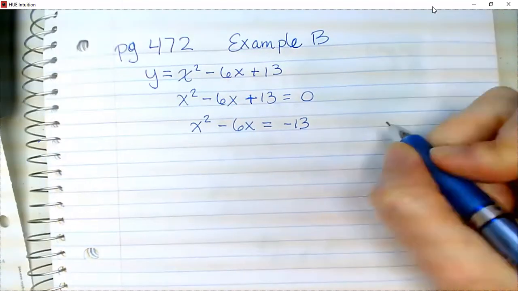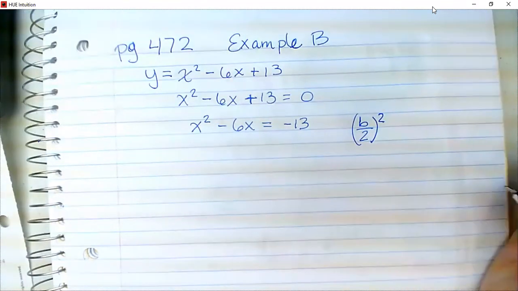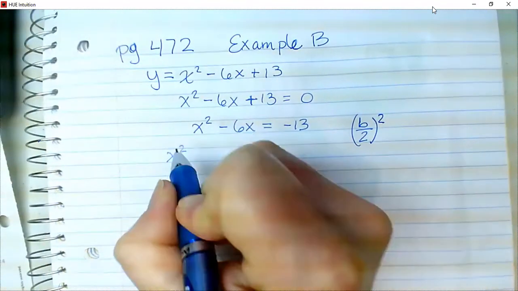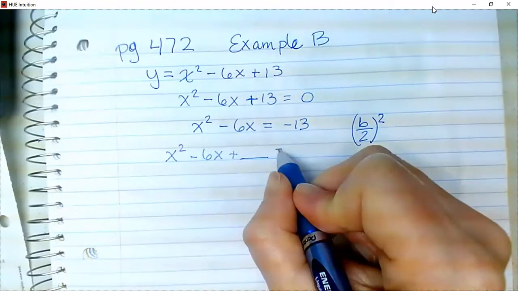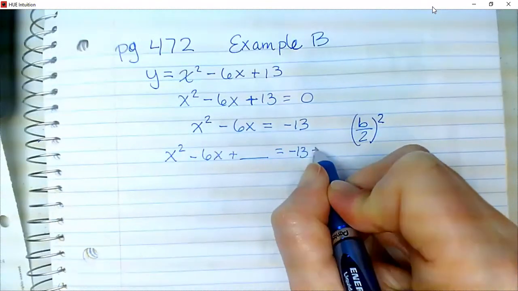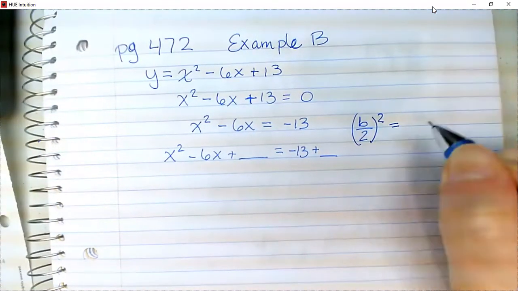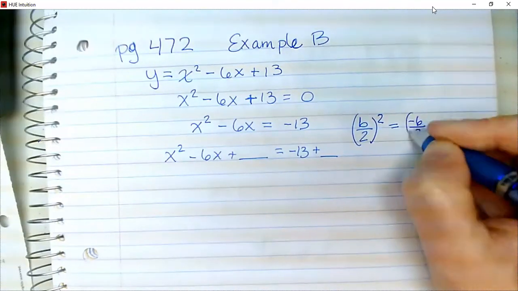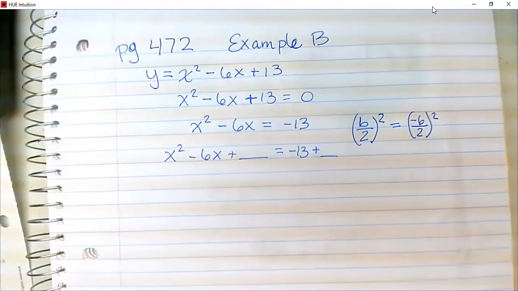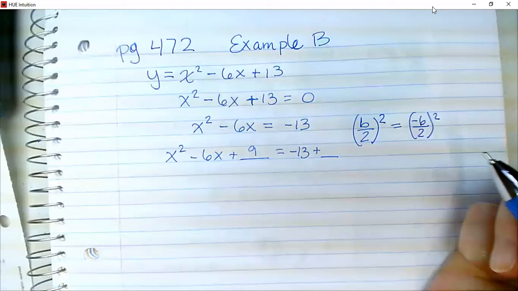All right, remember when we complete the square, we're doing b divided by 2 squared. All right, so I'm going to come over here and I'm going to put x squared minus 6x plus something equals negative 13 plus something. Okay, so look at B. B is negative 6. Negative 6 divided by 2 squared. So negative 6 divided by 2 is negative 3. Negative 3 squared is 9. So I'm going to fill in 9 on the right-hand side.